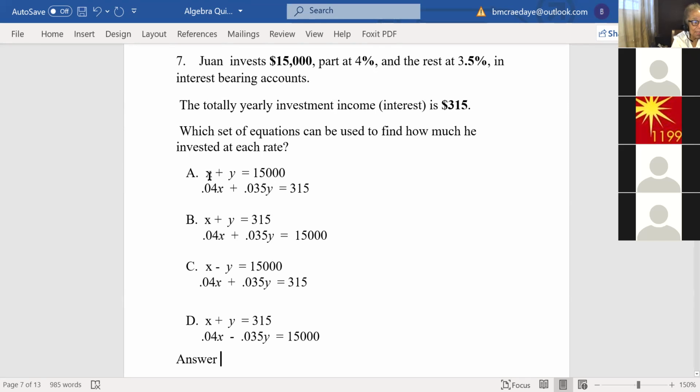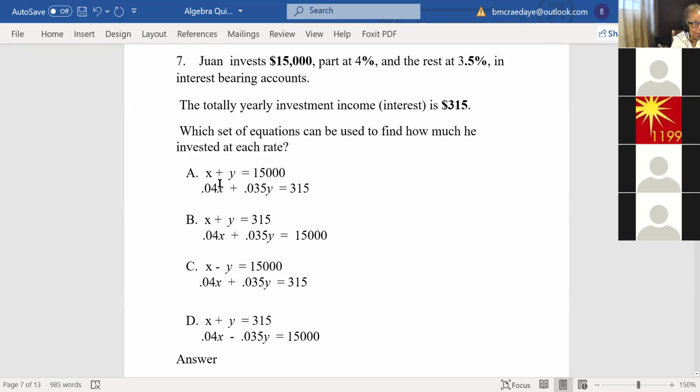Because, Chastity, the amount you invested, you invested a total of 15,000. Oh, and number 9, see, I think I got it wrong. Two accounts. You put part in one account and part in another account, and they add up to a total of 15,000 invested.